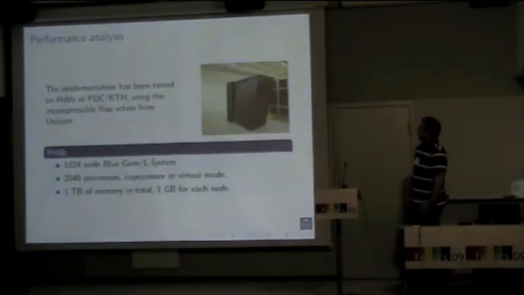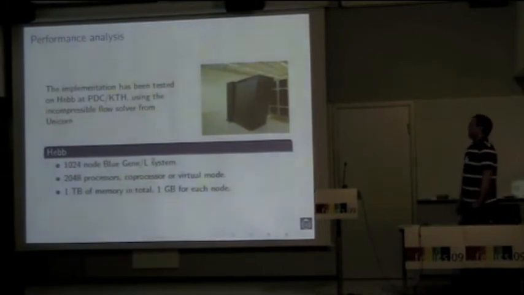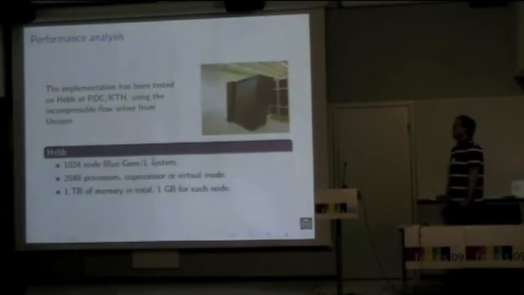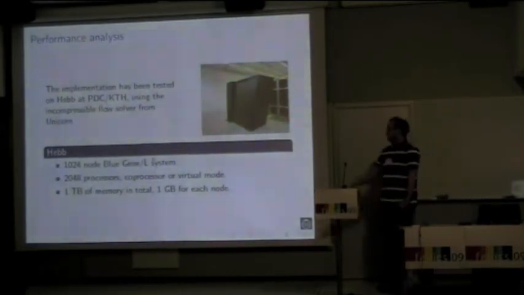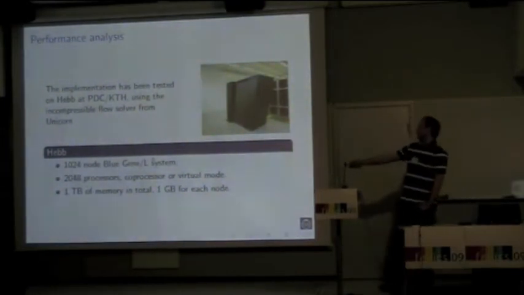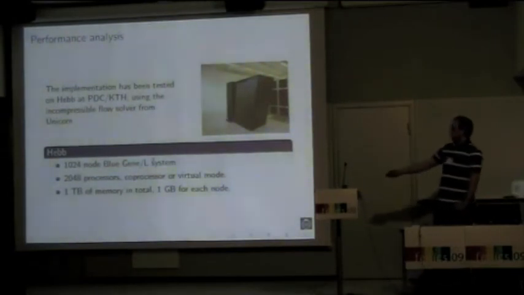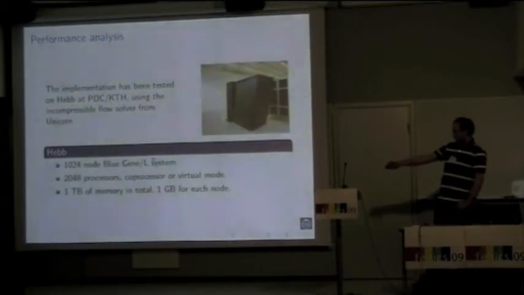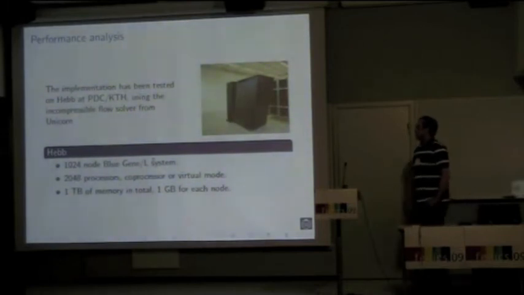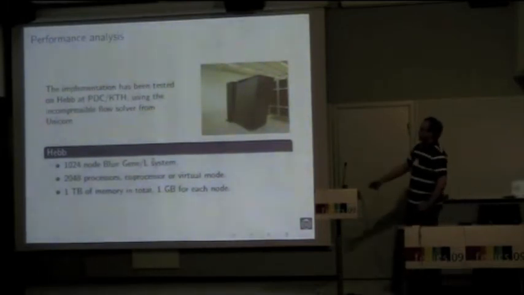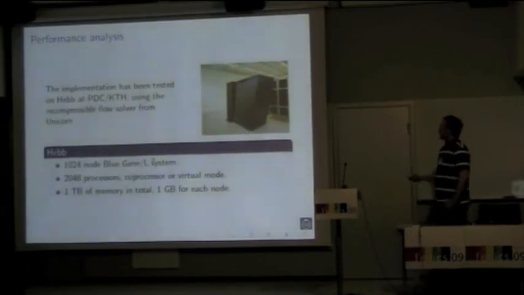So we have done some tests on a pretty small Blue Gene. It's only 1024 nodes, one rack, so it's probably the cheapest one you can buy. However, 2048 processors if you run in virtual mode, but then you only get half the memory, that means 512 megabytes. So we run this in co-processing mode, where one of the processors handles part of the communication. And this has been tested with a flow solver from Unicorn. And I also have a nice picture.